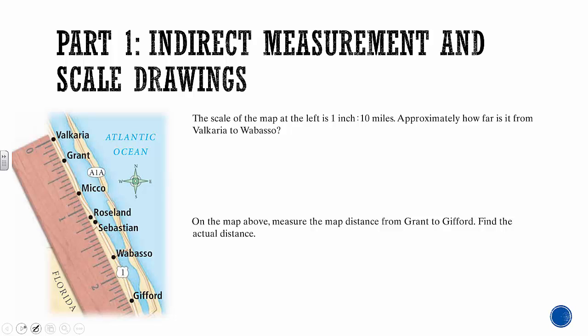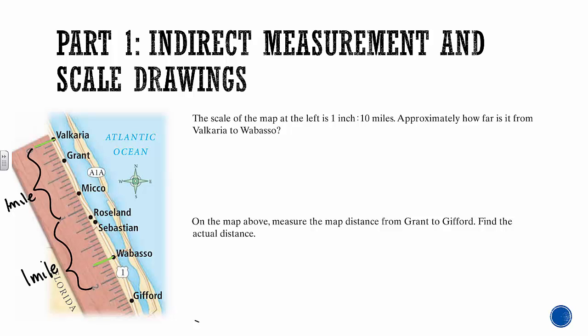So last part. We have this map here, and we have a ruler lined up with the map. It says the scale of the map is 1 inch equals 10 miles. So from here to here is really 10 miles in real life. Approximately how far is it from Valkyria to Wasabo? Let's take a look at where those are. Wasabo's right here, and Valkyria is way up here.